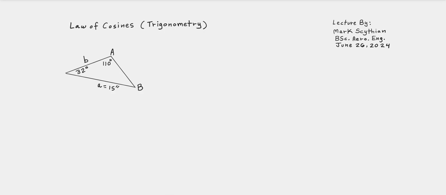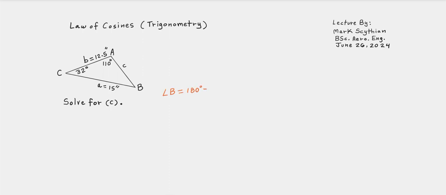Then we have angle B, capital B, projecting side, little b, and let's say that side is 12.5 inches in length. Then we have angle capital C, projecting side C. So you might run into a problem which requires you to solve for side C or little c. So other than the law of sines, we can also use the law of cosines.